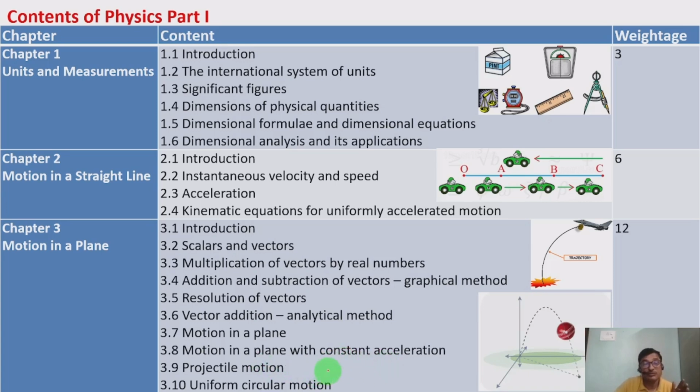3.9, projectile motion. Projectile motion is just like throwing a ball in the sky which returns, that is called a projectile. That motion we are going to study. 3.10, uniform circular motion. Moving continuously and uniformly in a circular direction is called uniform circular motion, and we are going to study that. And here chapter 2 has the weightage of 6 marks, chapter 3 has the weightage of 12 marks.